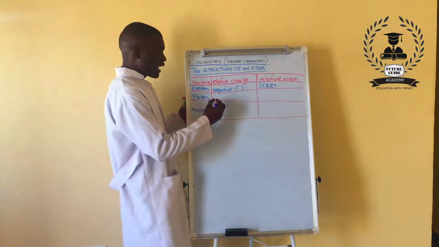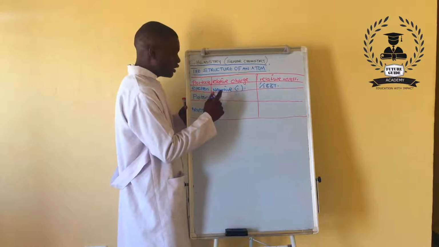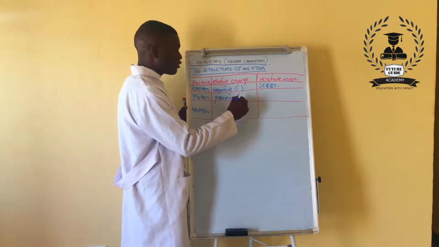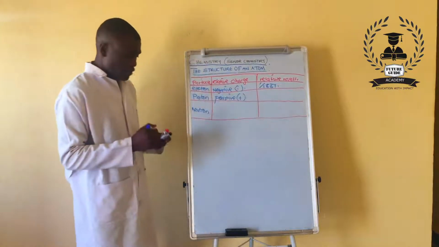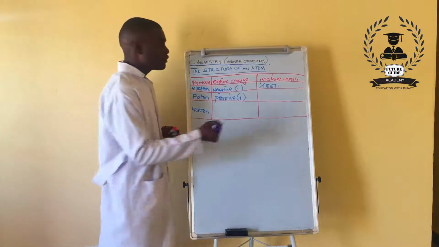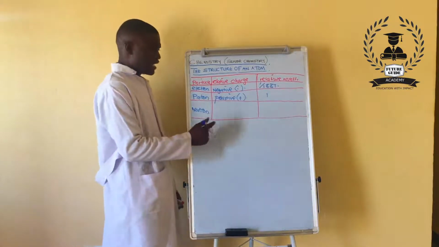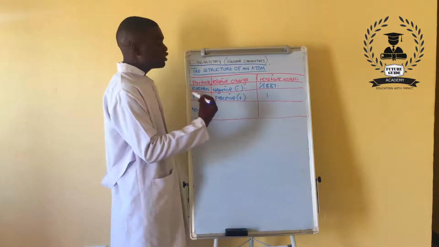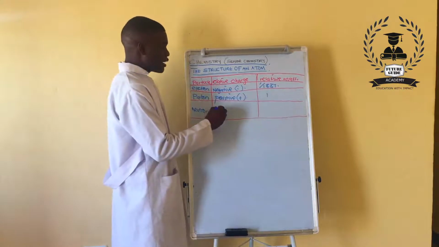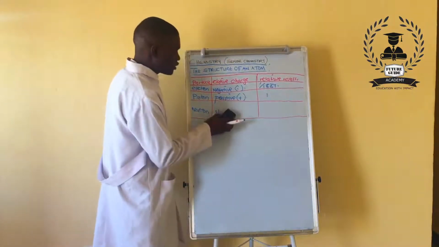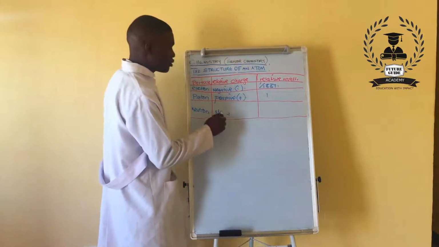What of a proton? A proton is positively charged. Positive, with a symbol. And the relative mass of a proton is 1. What of a neutron? A neutron is always neutral. This one is always neutral.